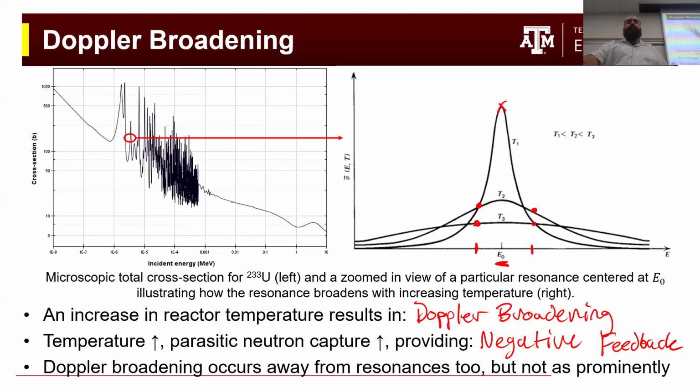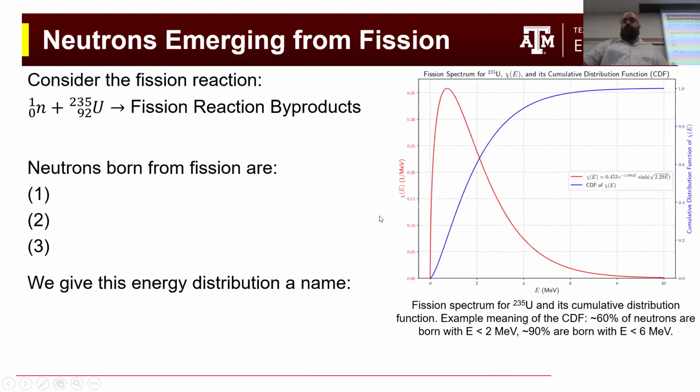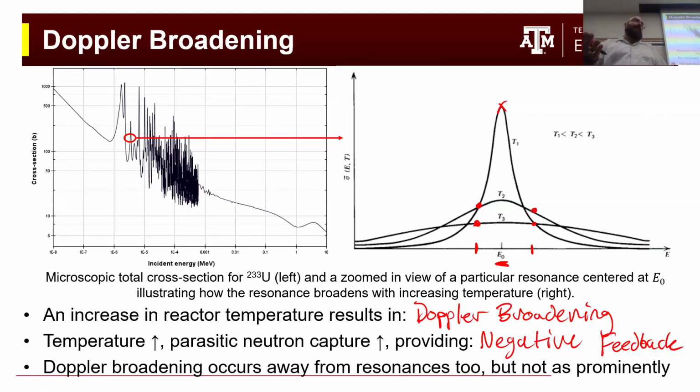And this phenomena happens away from resonances too. It's just more prominent in that resonance region. And we'll talk more about this later. This probably isn't immediately obvious right now, but because we're talking about cross sections and temperature dependence, it's a good point to bring it up before we talk about it more later.